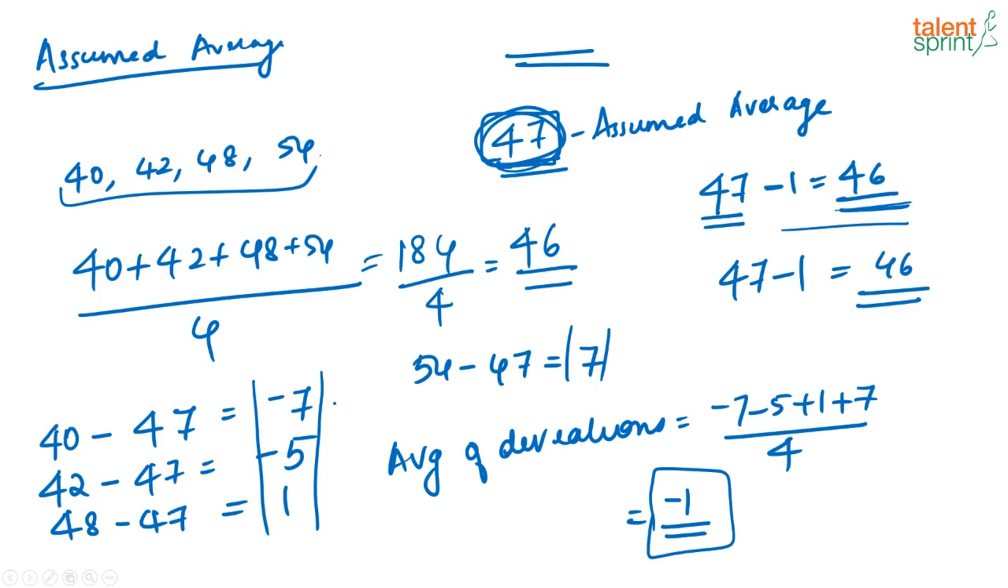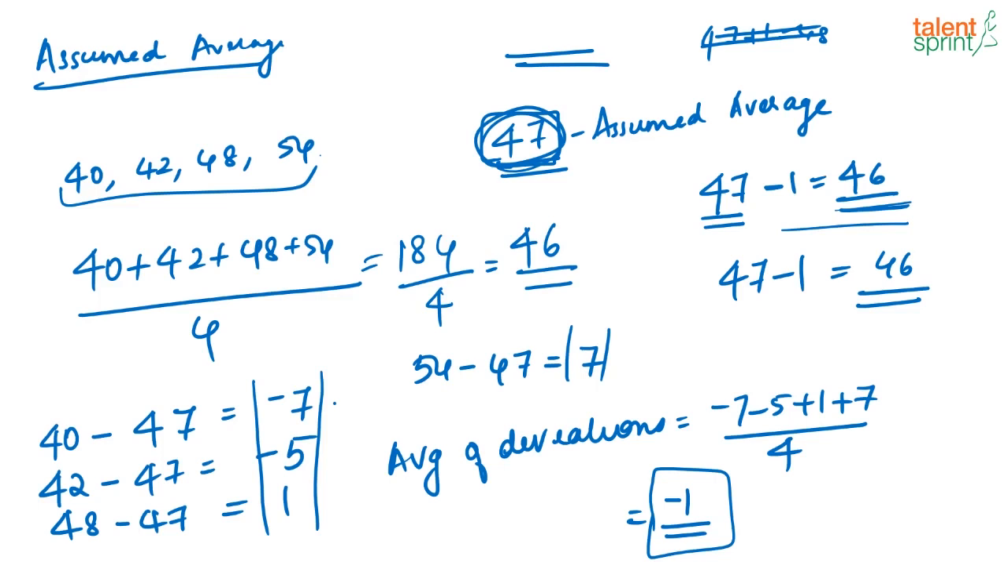If I had got the deviation as plus 1, then what do I do? 47 plus 1, 48 will be your answer. So this is the concept of assumed averages, and it is useful to calculate averages because it can reduce the number of calculations that we do.